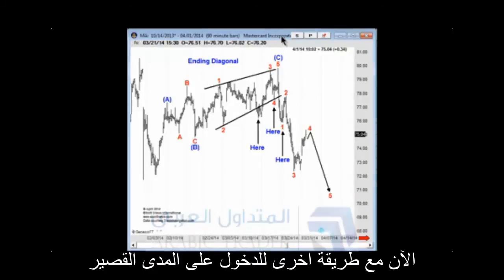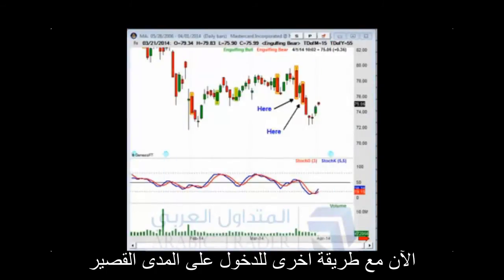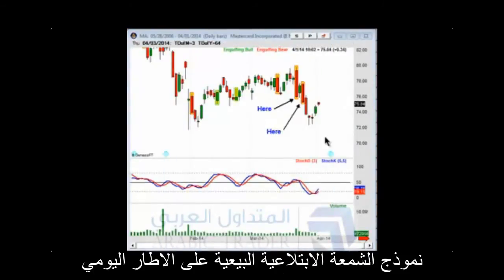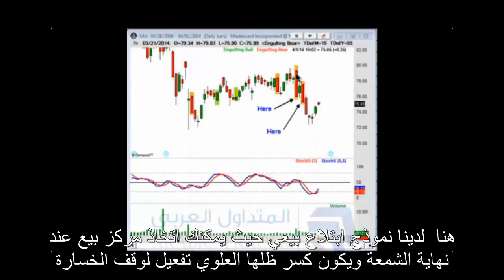Now, another way we can work with entries here on the short side would be the bearish engulfing patterns that were evident on the daily price chart level. Here, we have a nice bearish engulfing pattern, so you could have a sell order in place at the low of the candle here, or low of the shadow, and then it triggered. Here's your initial protective stop.